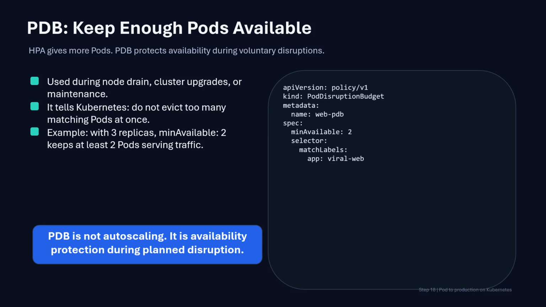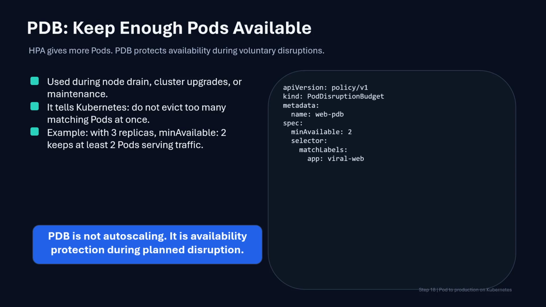To make sure a constant number of pods is always running, we have to configure what is called a pod disruption budget. A PDB is basically used during node drain, cluster upgrades, or maintenance time. It tells Kubernetes not to evict too many matching pods at once.